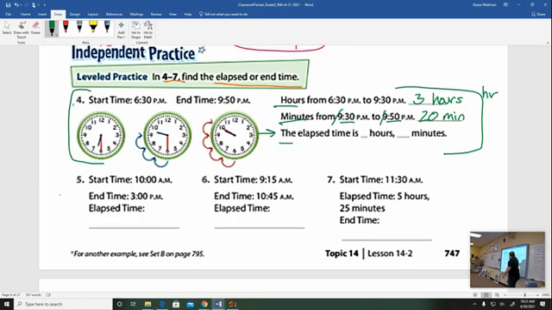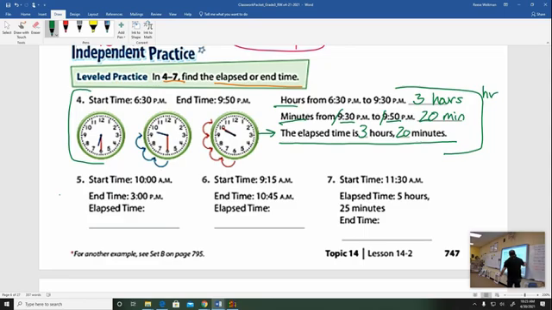So then, in this section right here, for the elapsed time, that's how many minutes and hours. What should I be putting there, Tava? 3 hours, 20 minutes. Make sense, guys? Thumbs up? Yes, Tava?